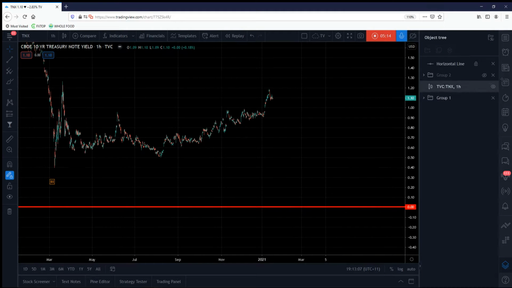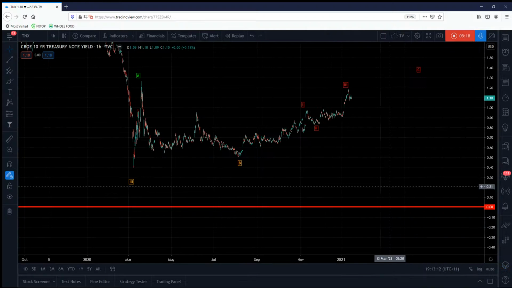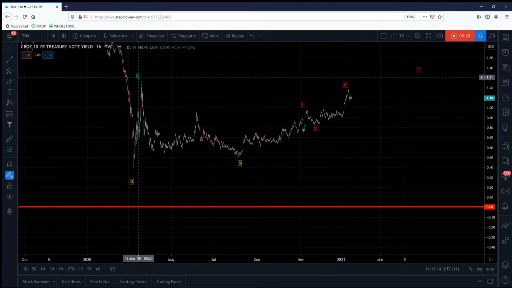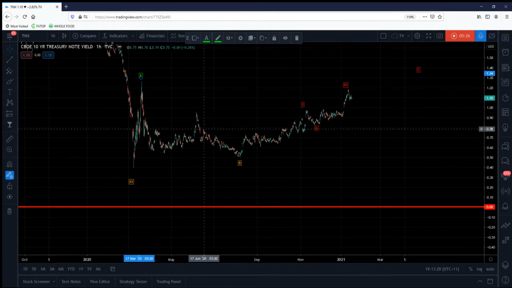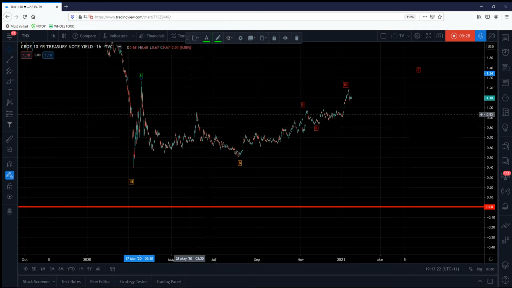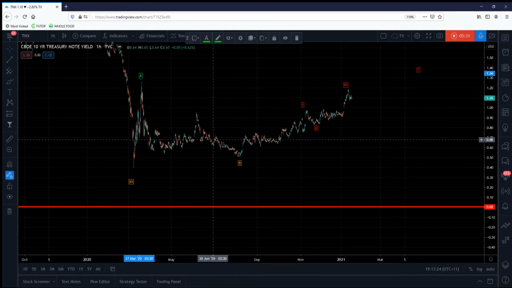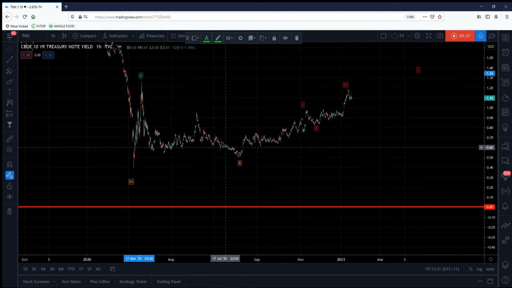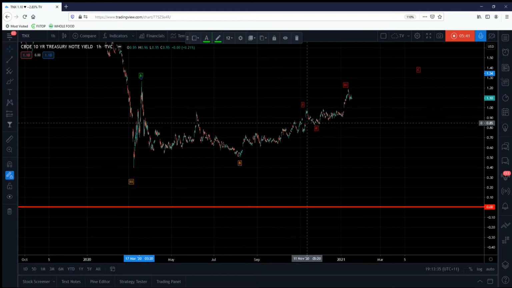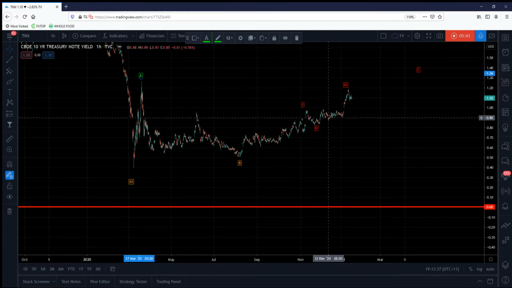So let me switch on those lovely little labels right there. And this is what's going on. We've had our wave A. This is a zigzag. We've had our wave B. This is a zigzag. Now you can see in the C wave of the B that they don't want interest rates to go down, so they're trying, because of the bond buying programs. They're trying to push it down, but this thing wants to go up. But then it starts going up, and then it's weak because of all the bond buying programs.